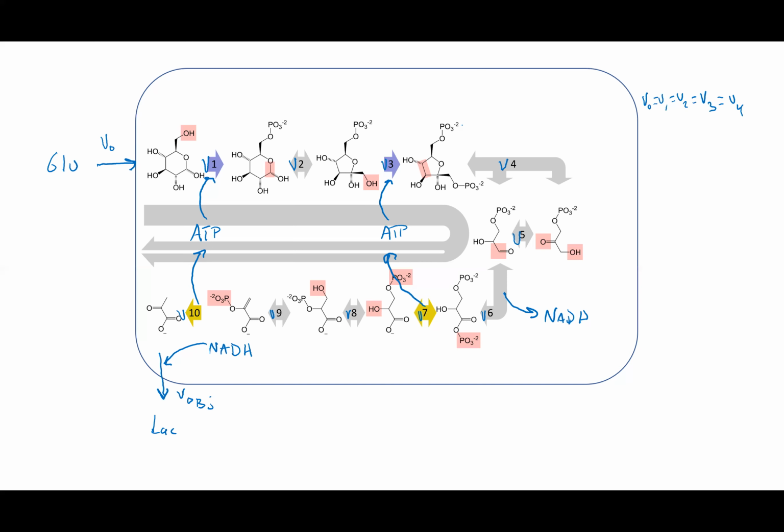Similarly, we can also see that V6 must equal V7, which must equal V8, which must equal V9, which must equal V10 and VOB. This is a similar kind of logic: these have to be in equilibrium, otherwise we end up with a buildup of a steady state intermediate. Now, what's not equal in the system is that V4 isn't equal to V6, okay? And the reason is this aldolase step here.